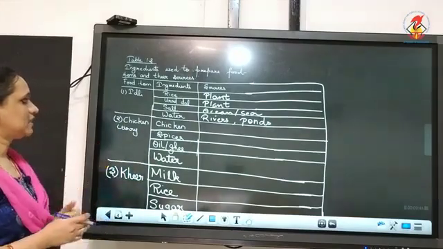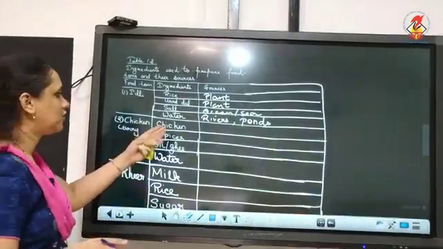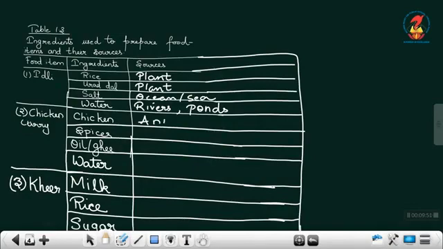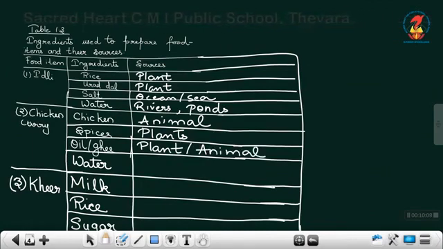Second food item is chicken curry. Chicken, from where do you obtain it? You get it from an animal. You have spices. From where do you get spices? You get them from plants. Oil or ghee, you can get it either from plant or animal. And water, again we get it from city supply, or it can be a river or a pond, etc.